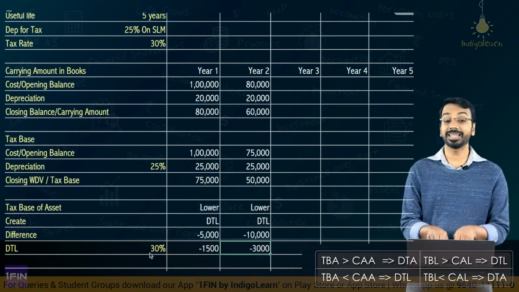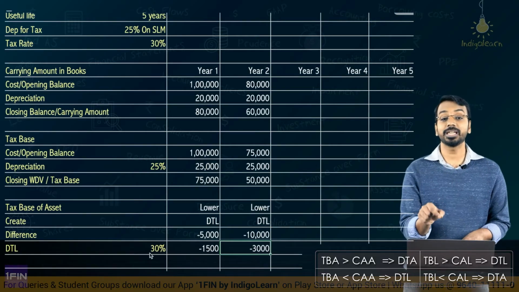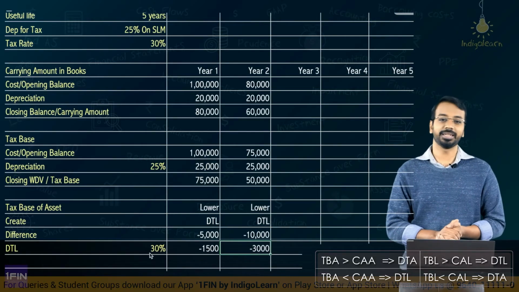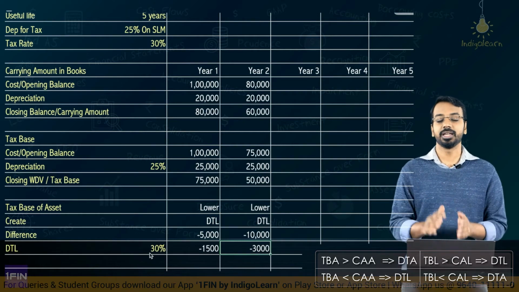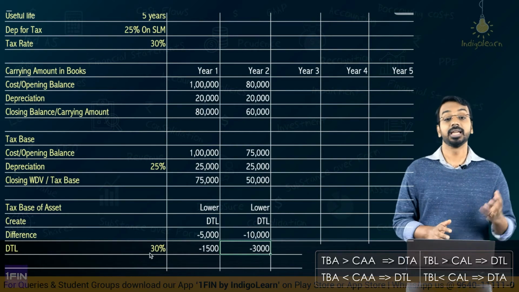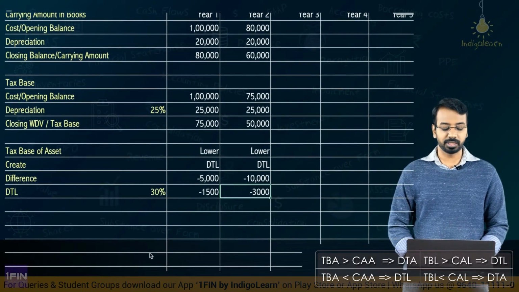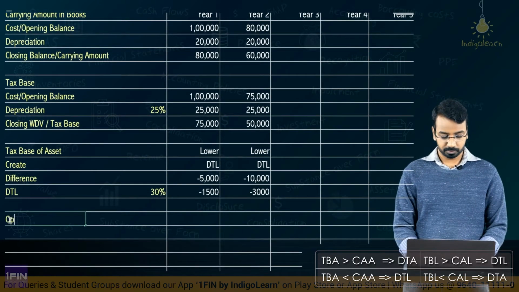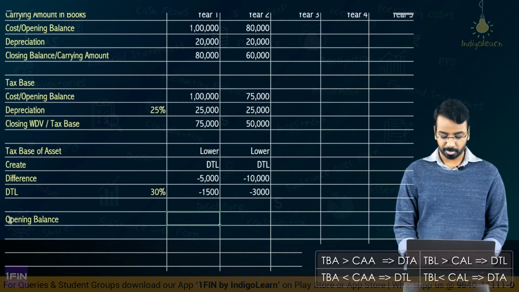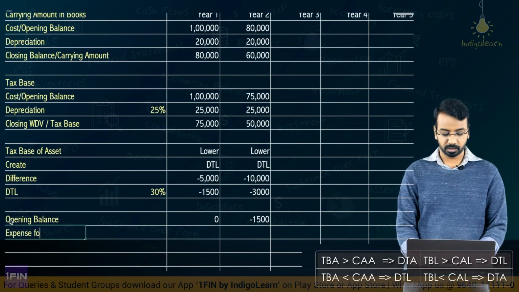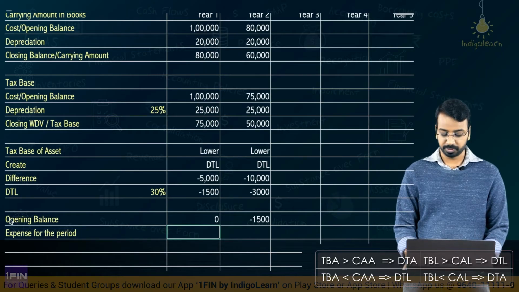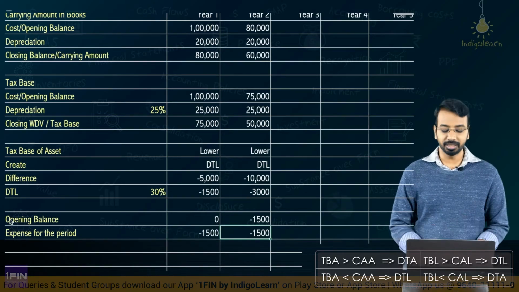So, this 3,000 represents the closing balance of deferred tax liability. It is not the deferred tax expense for the period. It is the total value of the deferred tax liability. So, what will be the expense for the period? Opening balance 0. Here the opening balance is 1500. So, expense for the period will be this minus this. That is 1500 in the first period and 1500 in the second period.